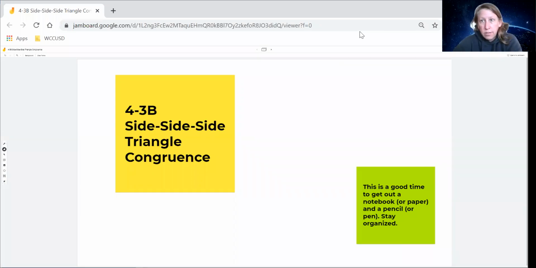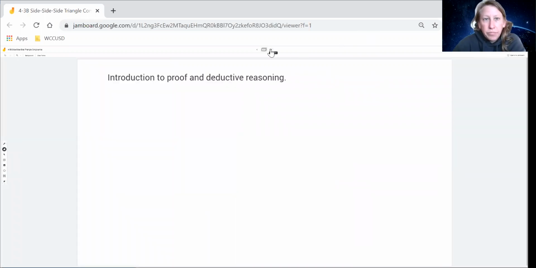Hello, students. We're going to talk about side triangle congruence today. We are continuing to work on doing proofs, specifically two-column proofs. And we're working on a type of thinking called deductive reasoning. It's the type of thinking where every statement you make, you have to back it up with your evidence.